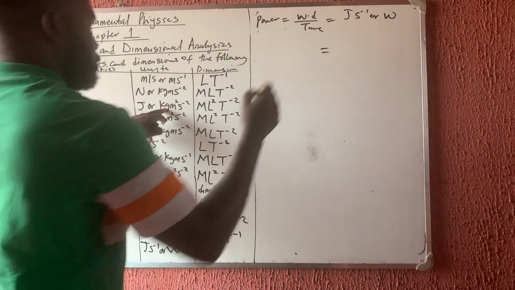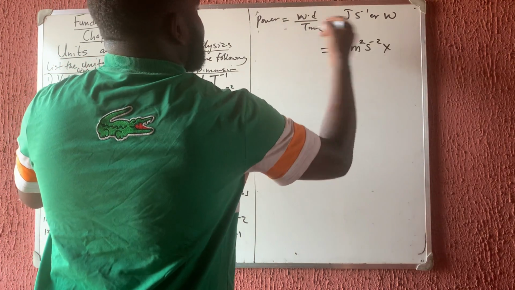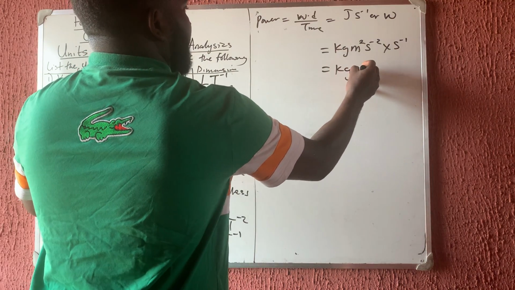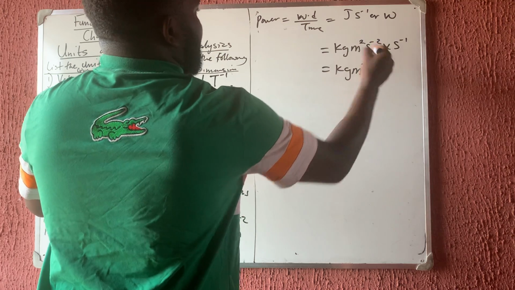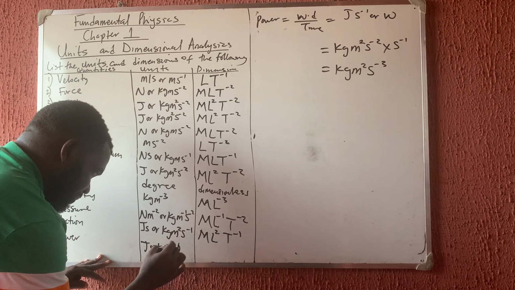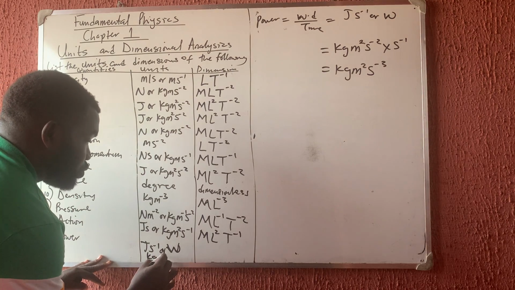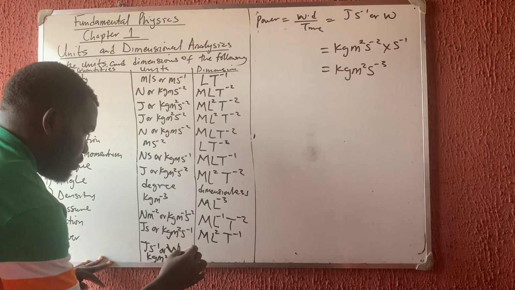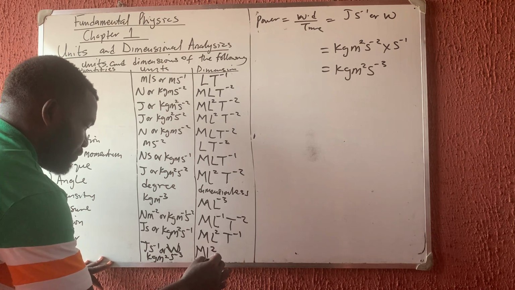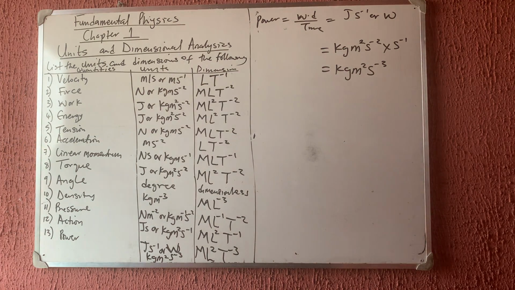Or you can measure it in joule, which gave us kg m squared s minus 2, then times another s minus 1, which will give you kg m squared s minus 3. So you now put it here that it is equally measured in kg m squared s minus 3. So which is what? My kg is M, my m squared is L2, then T minus 3. So that is the unit of power.